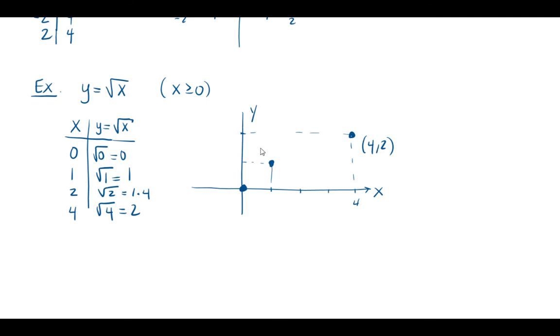And here at 2, it's like 1. This is 1, this is 2, so it's somewhere here like 1.4. So this point is actually 2 comma square root of 2, approximately 1.4. If you graph it, it will look like this.